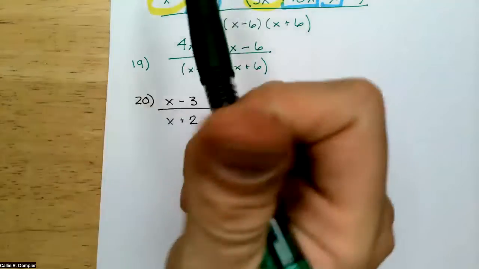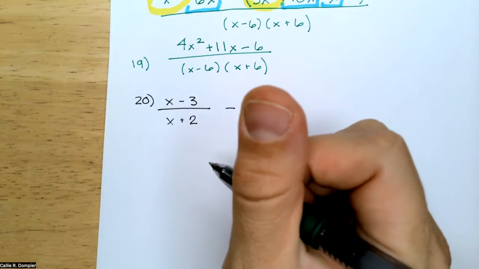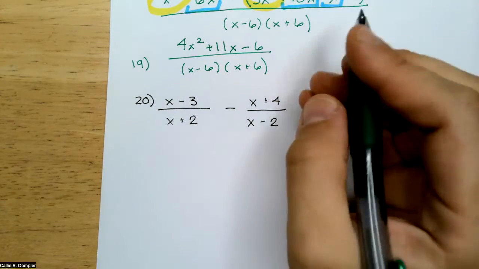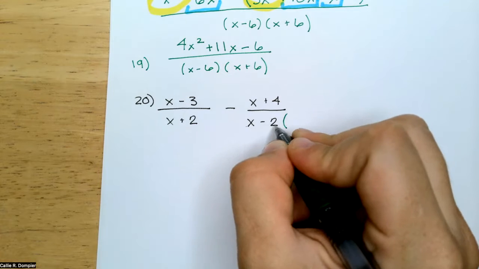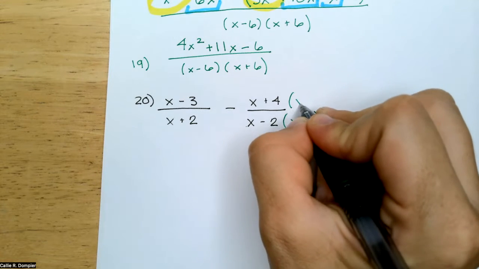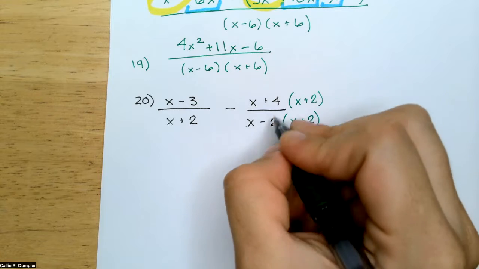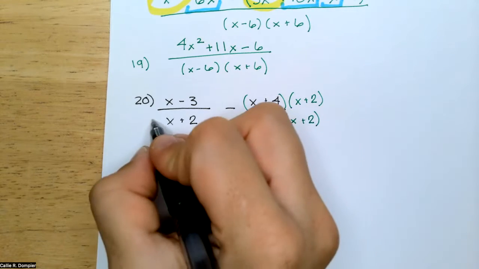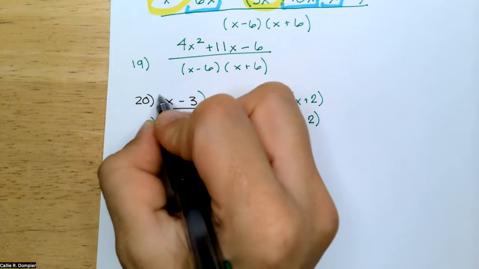But if 19 made sense, go ahead and try this without me. So I want to make these into a common denominator. I'm going to take the x minus 2, multiply it by x plus 2. Anything I do to the bottom, I do to the top. And then over here, I'm going to multiply everything by x minus 2.